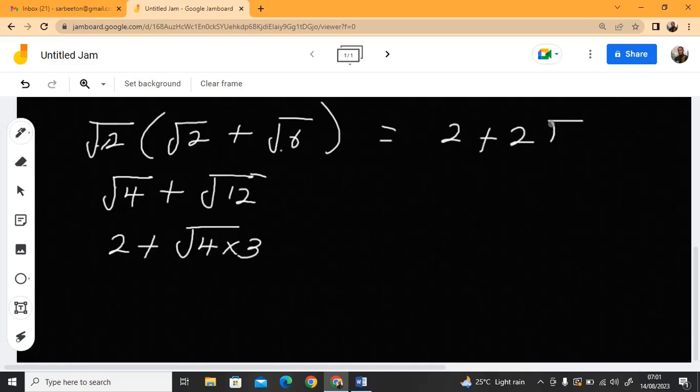2 root 3. Someone now says, okay, can I add this thing? 2 plus 2, 4 root 3? No, you can't do this. This is your final answer because this one does not have root 3 at the back. So this is it. So let's take one more.